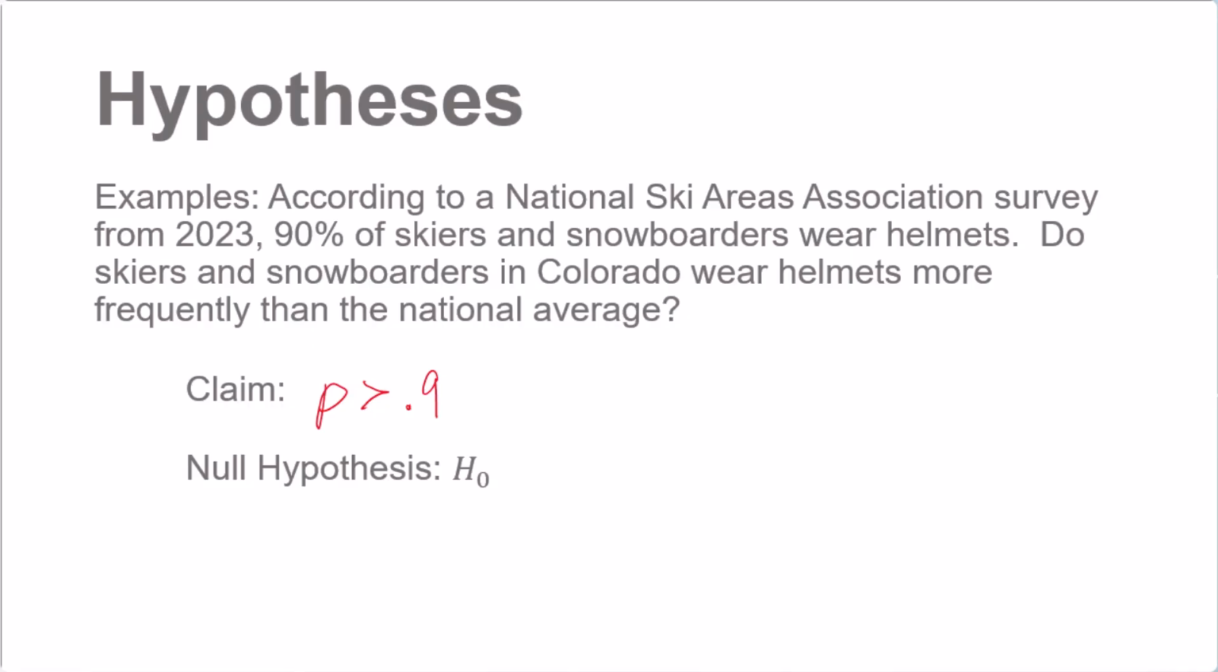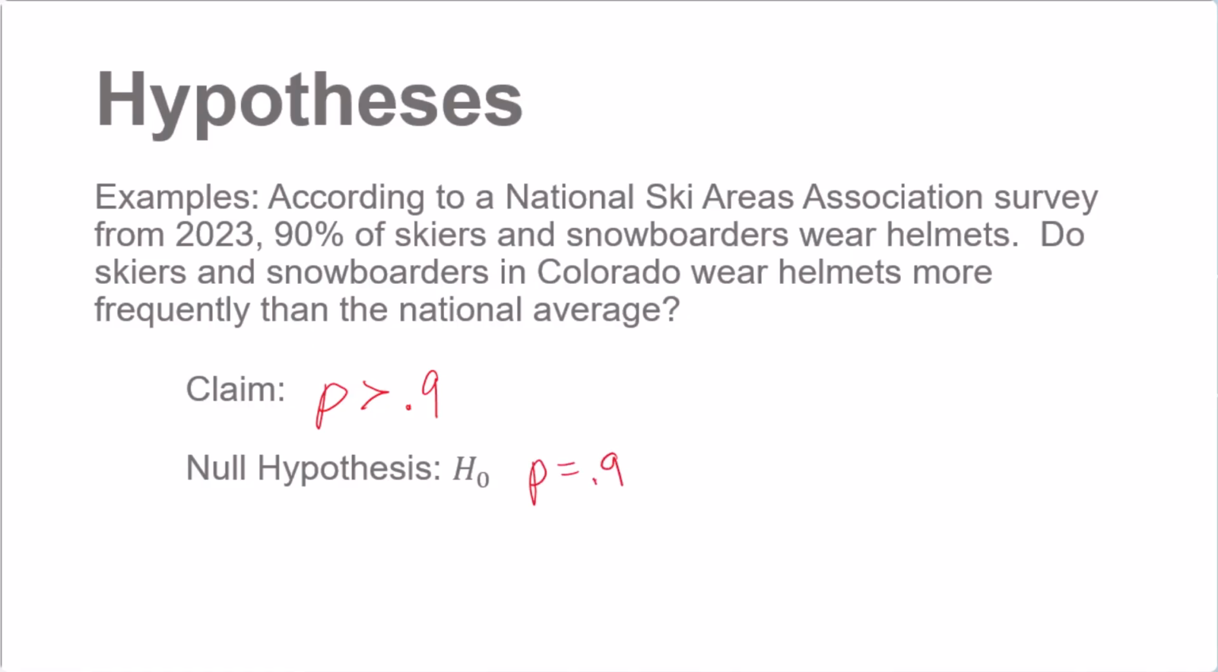Now that may or may not be true. We need to collect some data to determine whether that's true or not. And when we do hypothesis testing, we have a hypothesis like this, that P is greater than 0.9. And then we also have the null hypothesis, which is generally the opposite of whatever we're trying to claim. The null hypothesis here would be P equals 0.9.